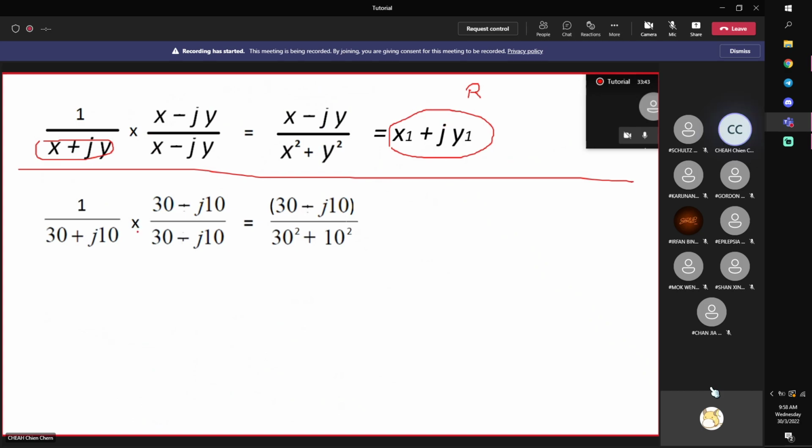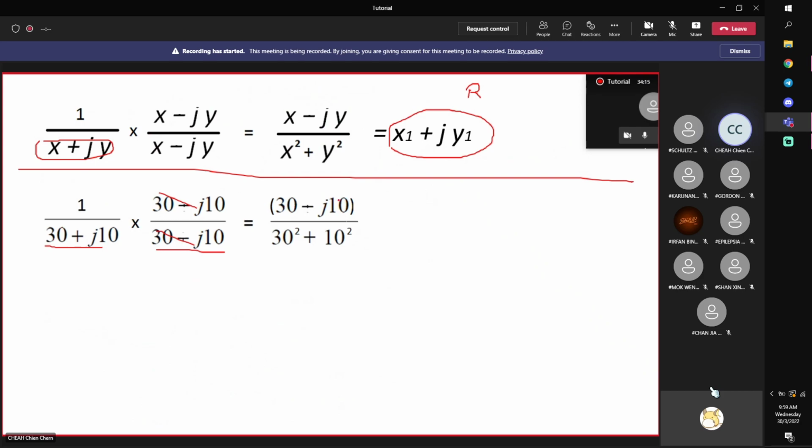I convert it by making my denominator real. How do I do that? I know that if I multiply the complex number by its complex conjugate, that means reverse the sign of your imaginary part, then you'll get real. 30 square plus 10 square, right? And if you multiply the denominator by the complex conjugate, you also need to multiply the numerator by the complex conjugate, because this means that I multiply by 1, no change. Okay, if not, then you're changing your complex number, it's wrong.